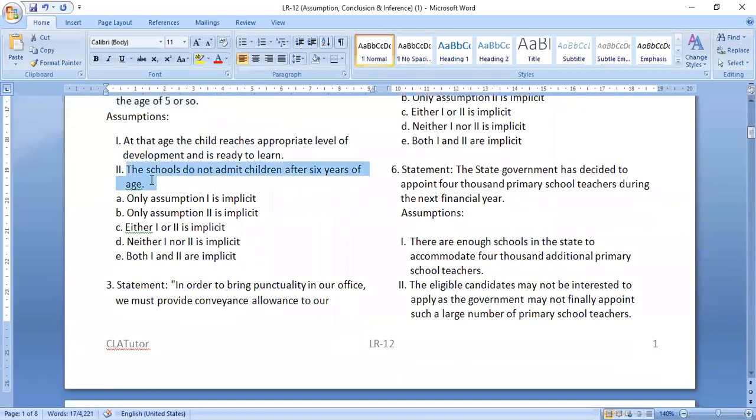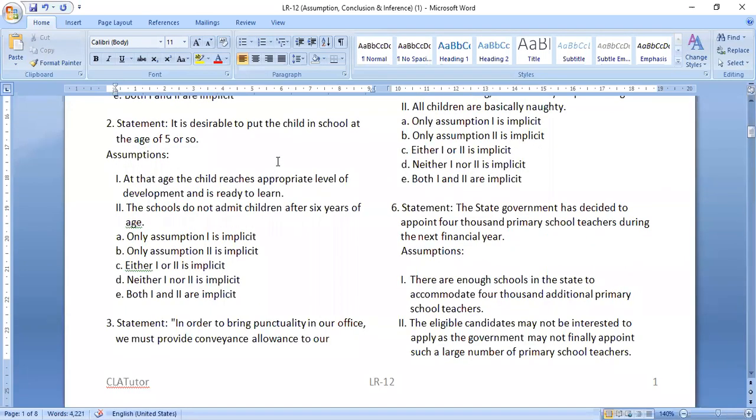Now let's look at two. The schools do not admit children after 6 years of age? No, sir. No.